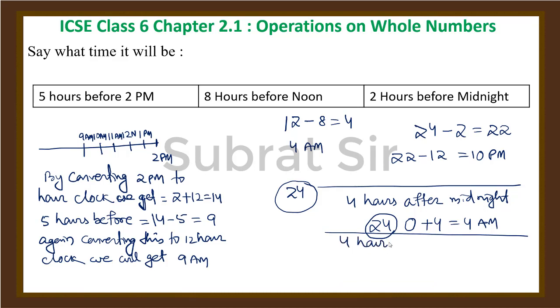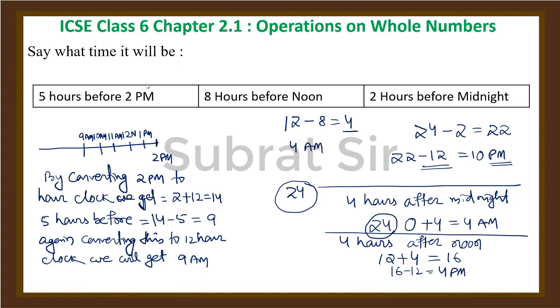4 hours after noon. Noon means 12, and 4 hours after means 12 plus 4, so it is 16. If we present it in 12-hour timing, we get 16 minus 12, that is 4 p.m. Whenever we are subtracting 12, we will always get p.m. Remember this thing. If we are not subtracting, meaning we directly get the value, then that is a.m.